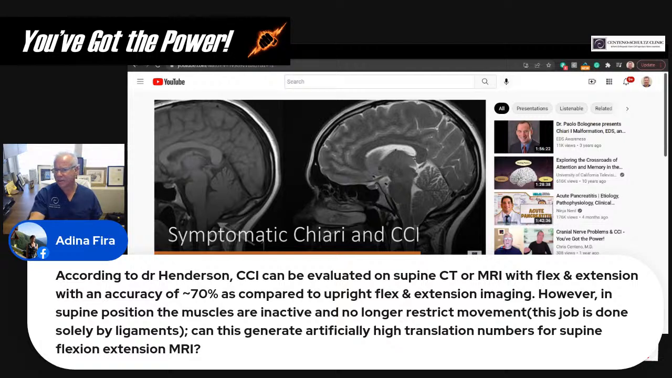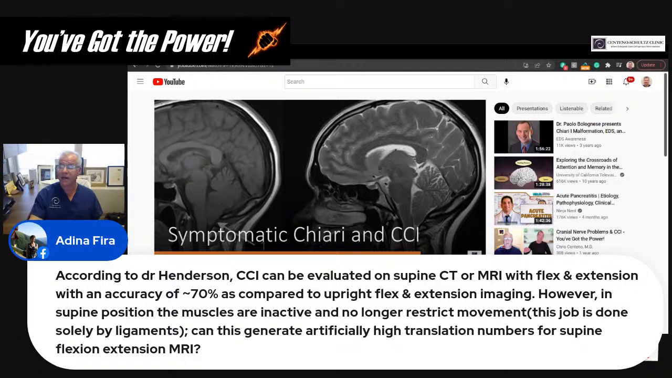Well, there really isn't a supine flexion extension MRI at this juncture. Certainly, there are a few centers that try to do it. So what we're talking about is having a patient lie face up in a tube, and then using an artificial device to move their head and neck into flexion, and then move their head and neck into extension. Now, certainly you could get more translation that way because the muscles aren't active, or not as active as they would be with being seated.